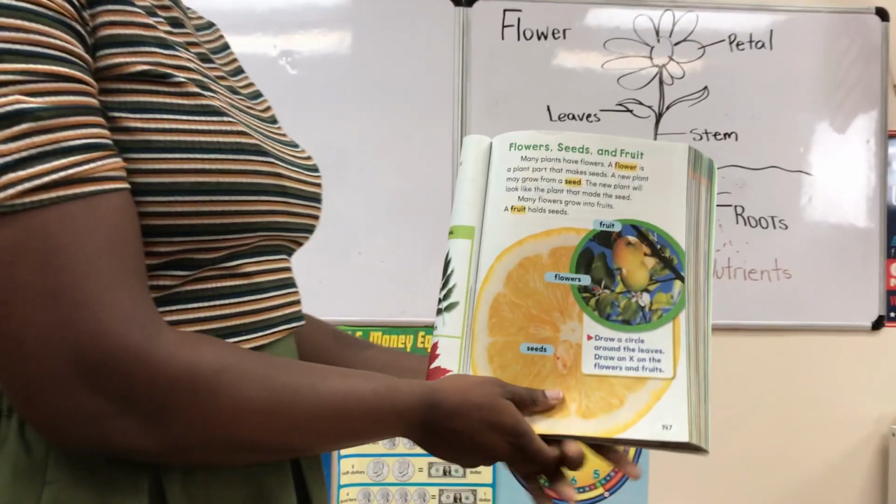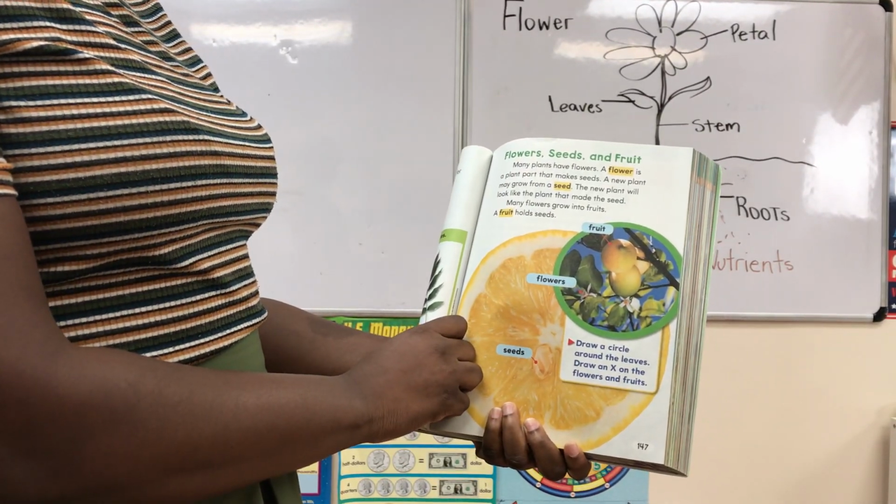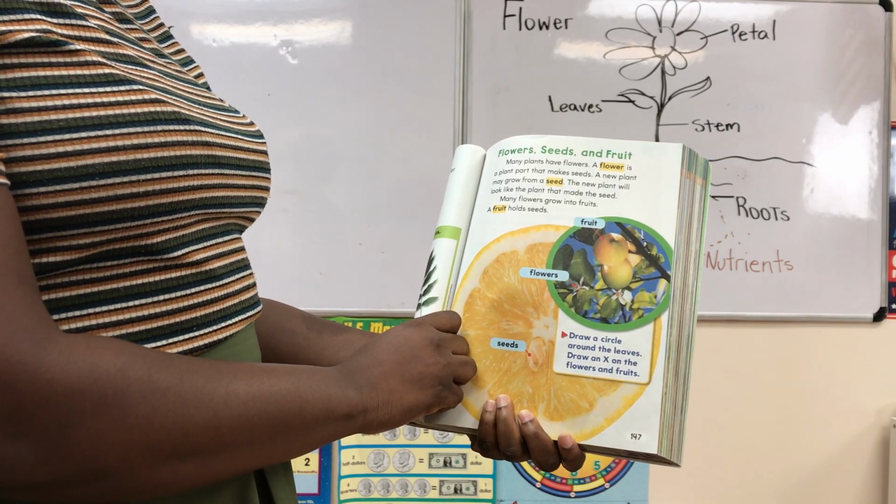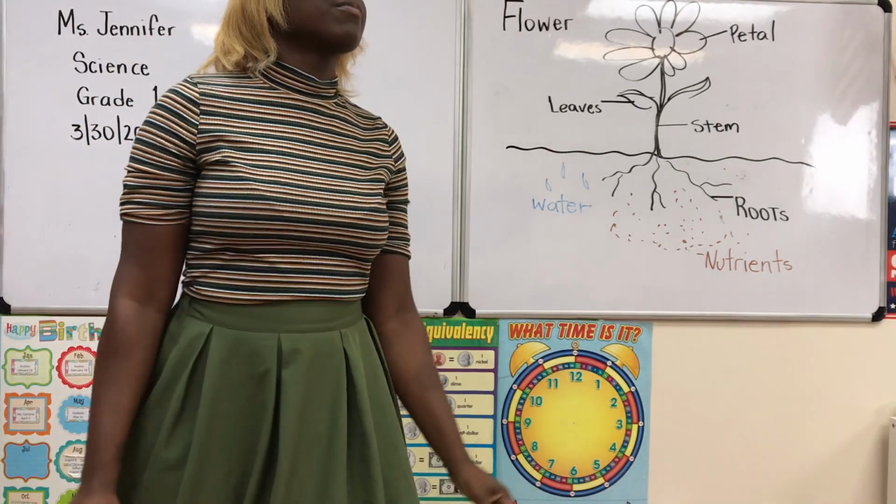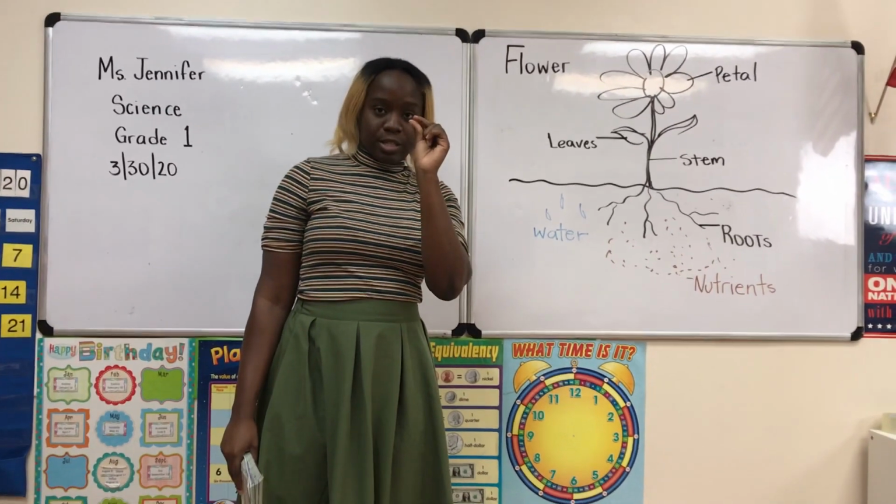Next word, seed. A new plant grows from the seed. So the seed is like the baby. It starts off from the seed.